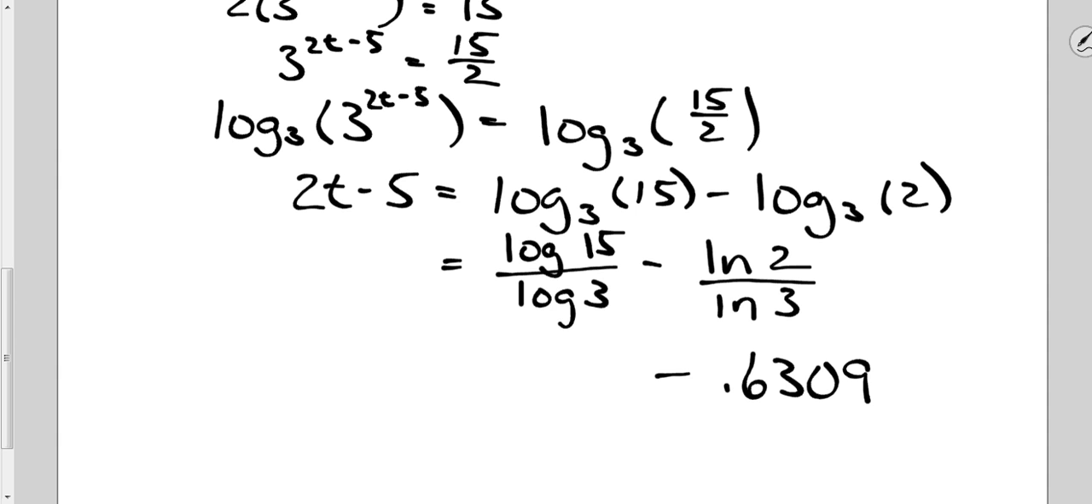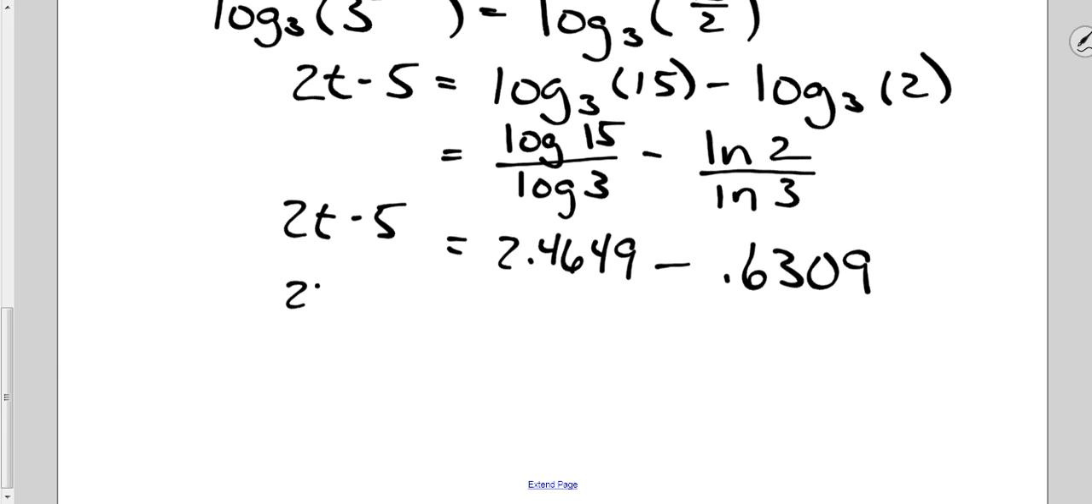0.6309. And then what's log 15 divided by log of 3? We're doing common log in that one, right? 2.4649. And then, so 2t minus 5 equals, what is that math? 1.8340.